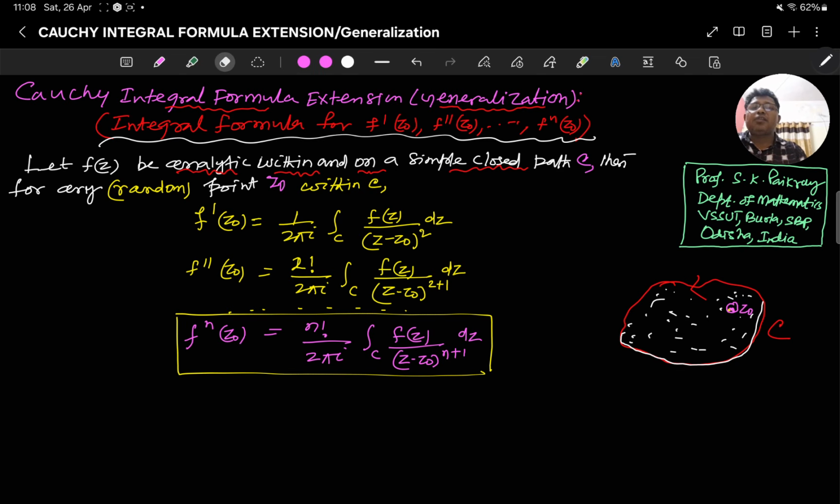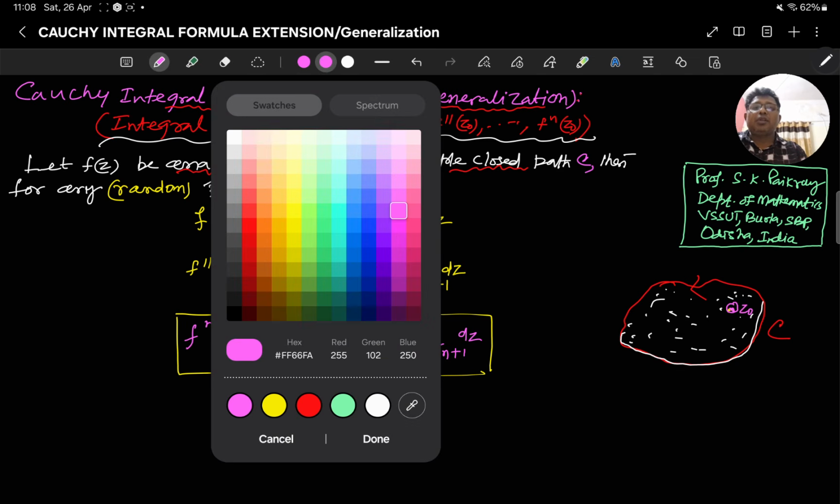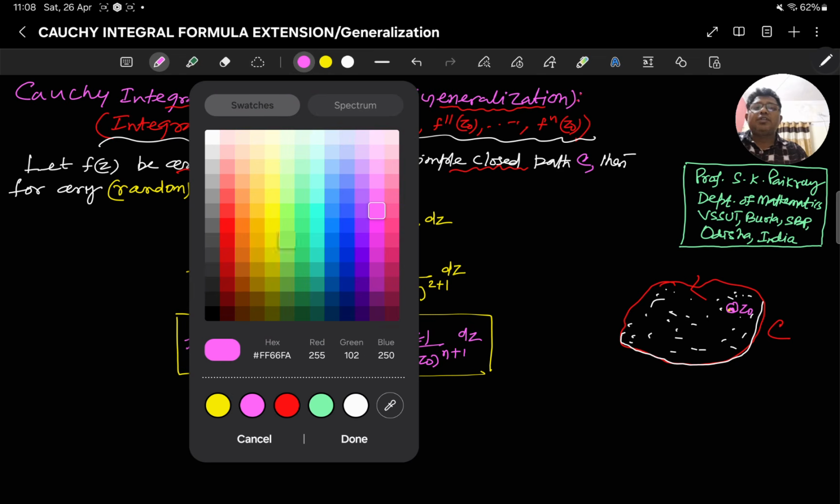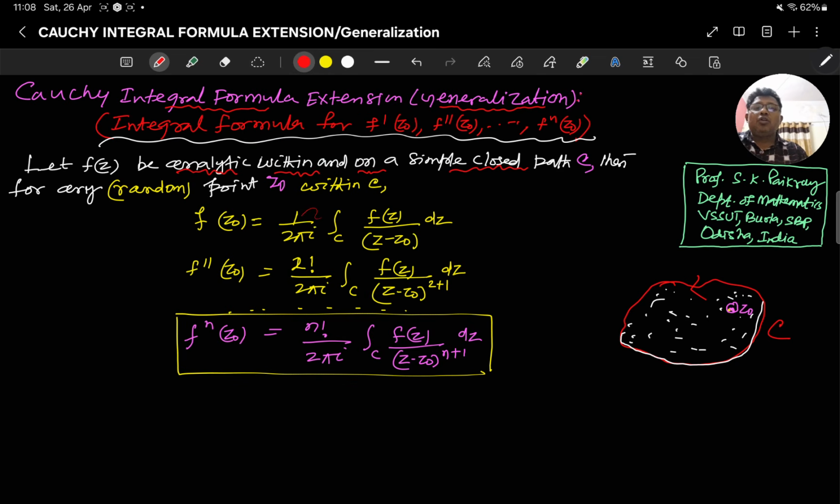Then, in the previous article, we studied the Cauchy integral formula: f(z0) is equal to 1 by 2 pi i times the integral over C of f(z) by (z minus z0) dz.